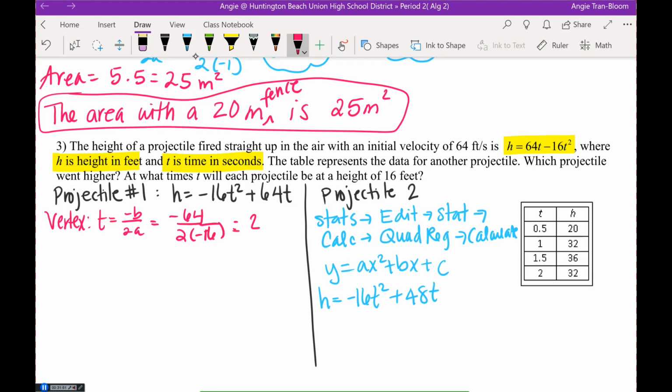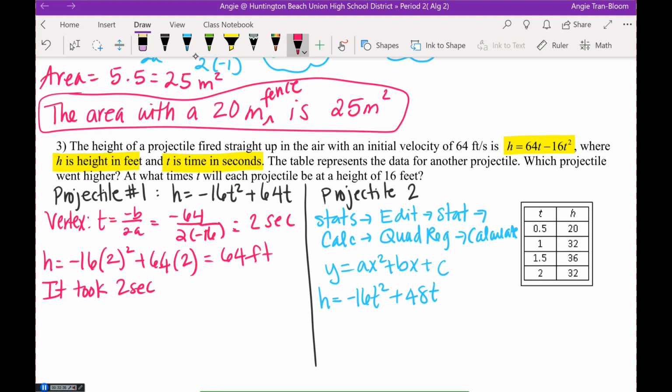So that's your 2. That's giving me a time. That's not giving me a height. How do I get the height? Plug it in. H equals negative 16 times quantity 2 squared plus 64 times 2. Punch it all in your calculator. What did that give me? 64. Okay, so that's 64 feet, and that's 2 seconds. So how do I write this as a complete sentence? It took 2 seconds to reach 64 feet. Okay, that's the highest that it is going to get.